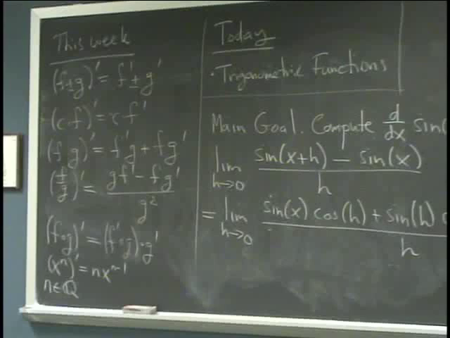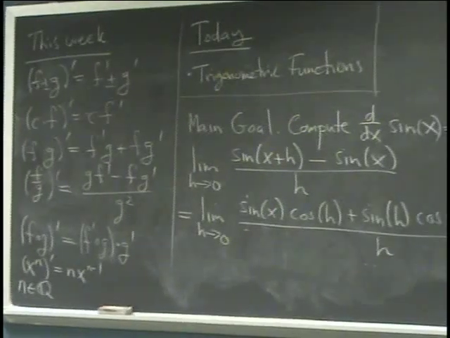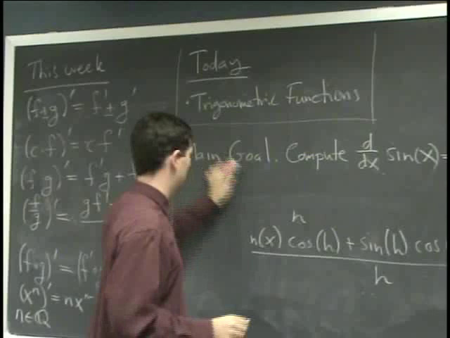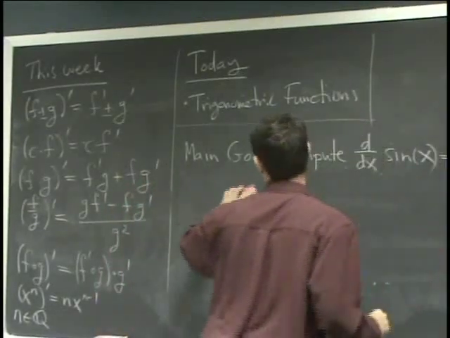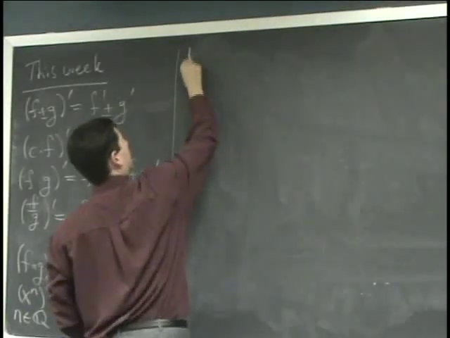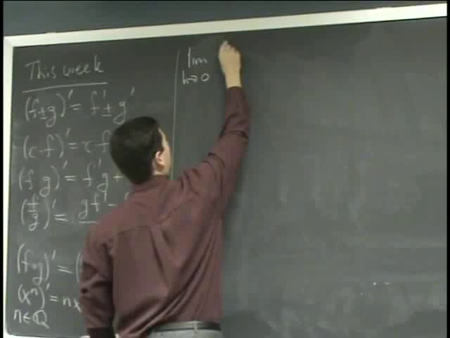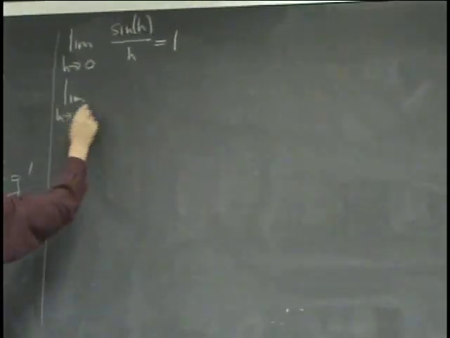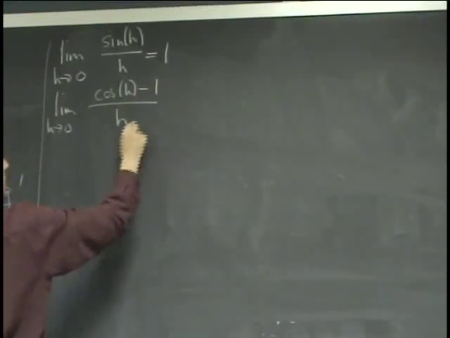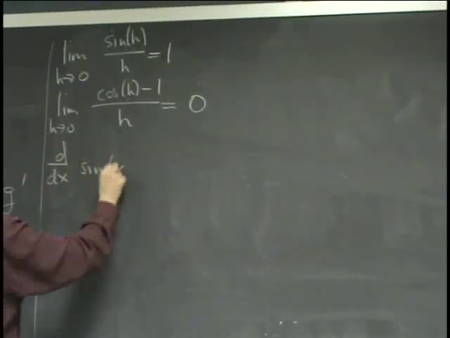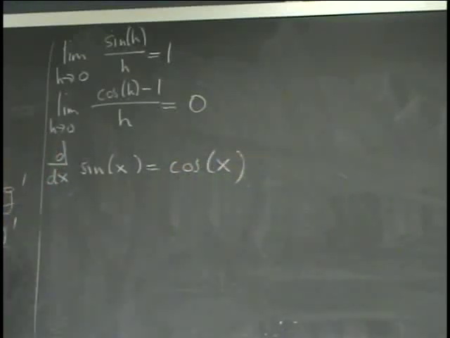Okay, so now the hope is that having done all of this work, we don't have to do a whole lot more work to get the rest of the story. So let's record what it is that we now know, and we'll try to use that to prove more. We proved that the limit as h goes to 0 of sine of h over h is 1. We proved that the limit as h goes to 0 of cosine of h minus 1 over h is 0. And we proved that the derivative of sine of x is cosine of x.